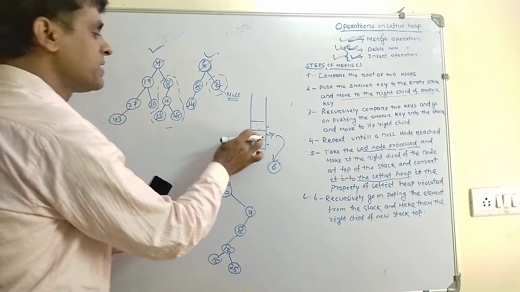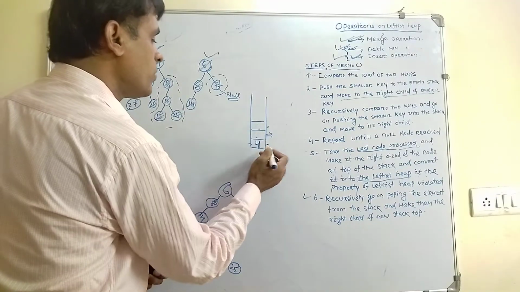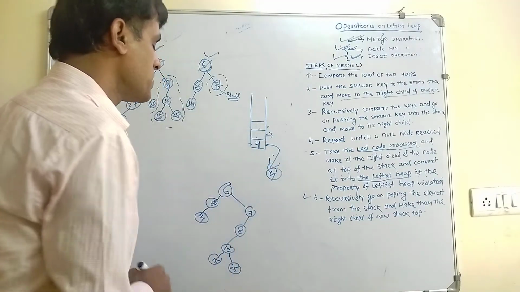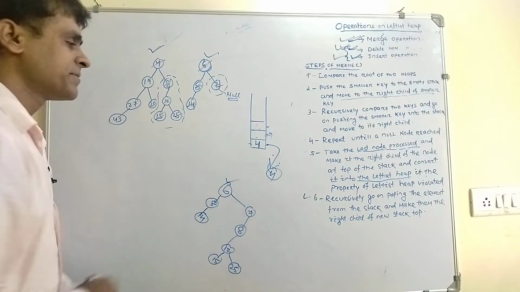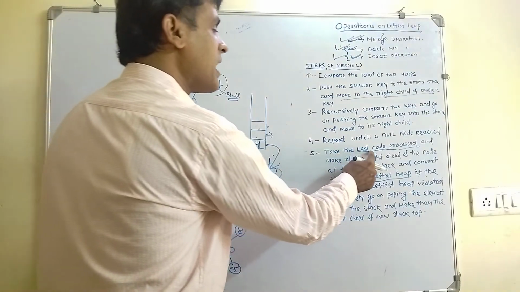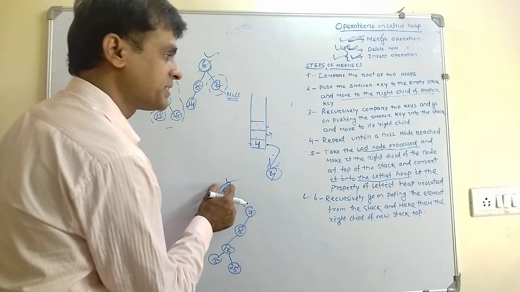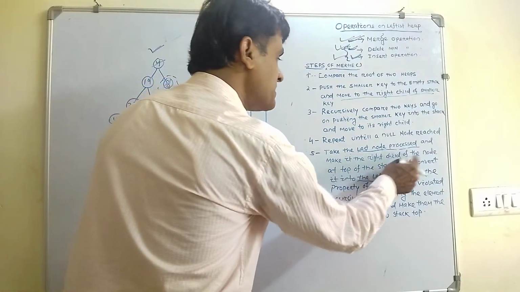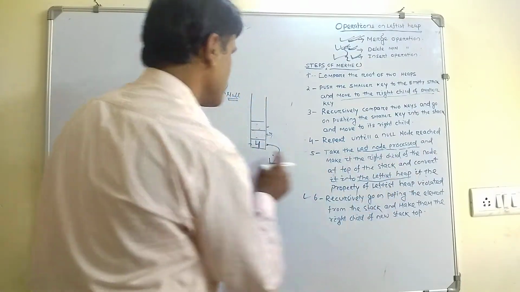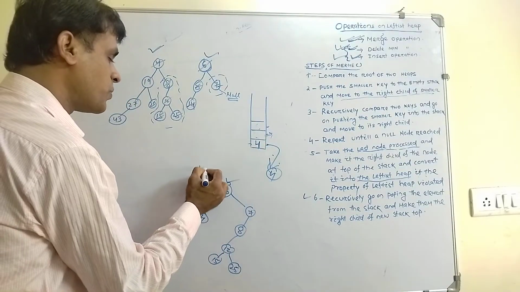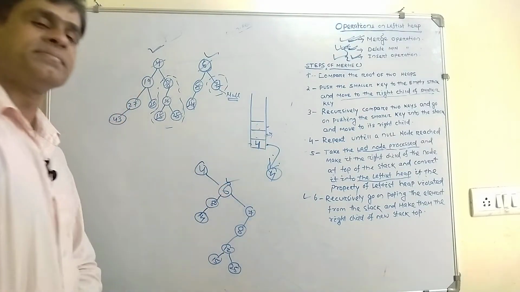Now who will be popped? Now 4 will be popped. So whenever 4 is popped, the last processed element is 6. It says to take the last node processed, that is 6, and make it the right child of the node at the top of the stack. Top of the stack is 4. So you have to make 6 the right child of 4.